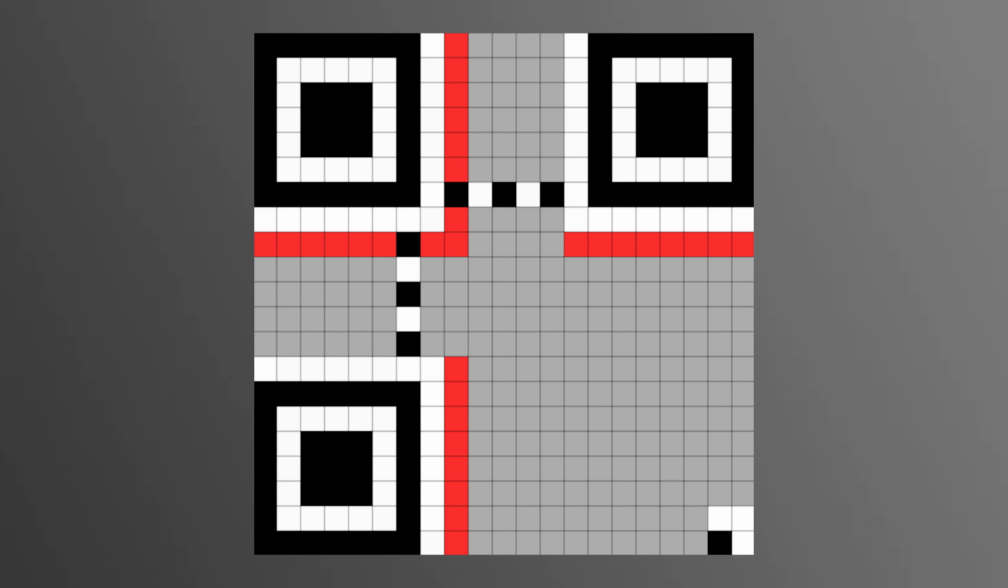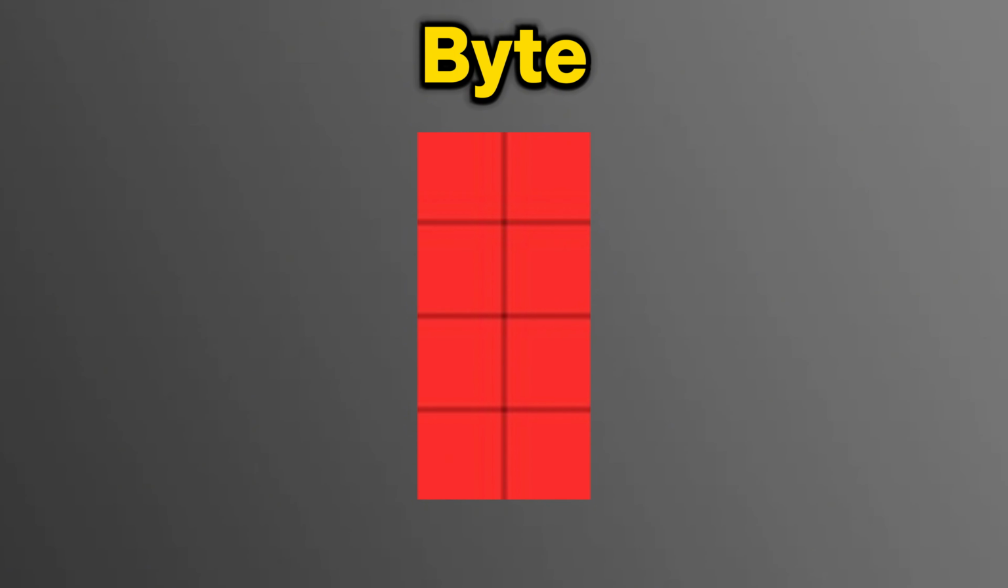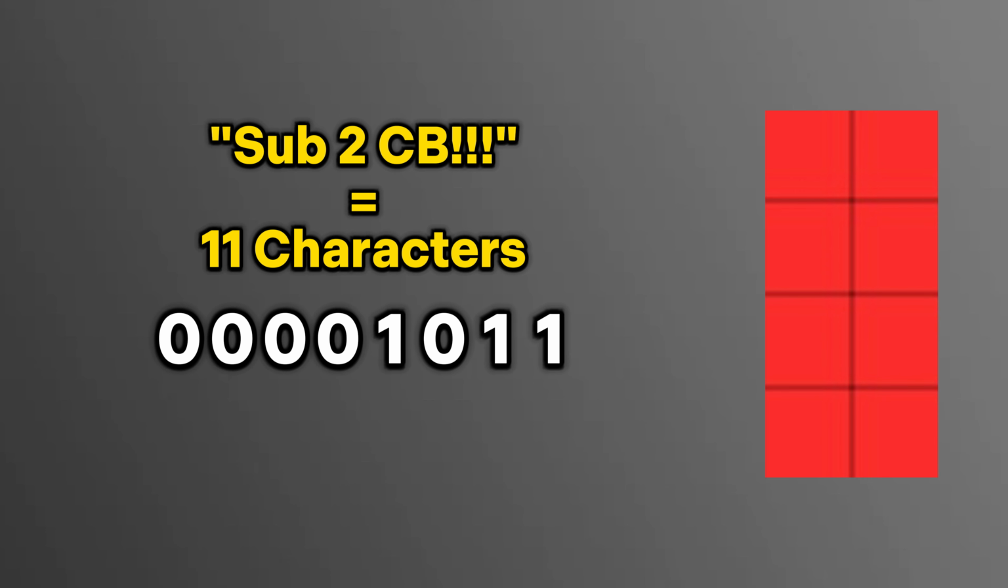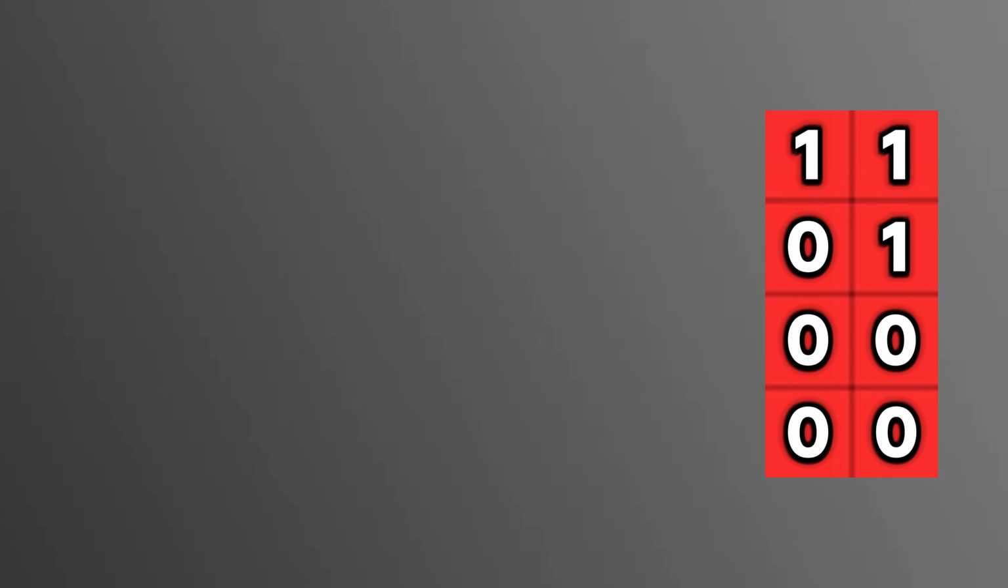Once the scanner reads how data is formatted, it will read the next 8 bits. Each set of 8 bits is called a byte, and this first byte will help the scanner know how long the QR code's message is. In our QR code, the message is 11 characters long, which is 00001011 in binary. To show the scanner that the message is 11 characters long, we will add these 8 numbers to our data.